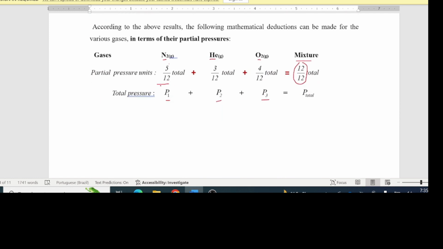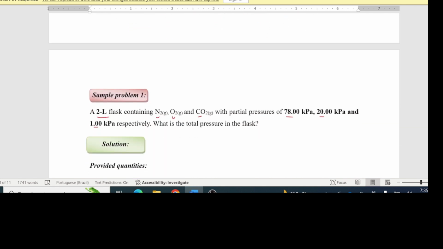The total pressure is 12 pressure units. So the partial pressure of nitrogen will be 5/12 of the total. Helium will be 3/12, and oxygen will be 4/12, and all together they constitute the entire pressure, which is 12/12. Okay? So the partial pressure P1 of that gas plus the partial pressure P2 of that gas gives you the total pressure of the gas mixture.